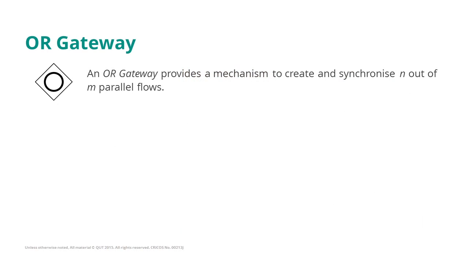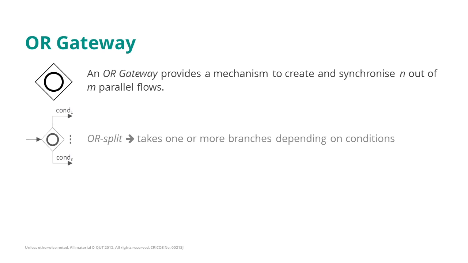So to model our scenario, we need another type of gateway, which is called the OR gateway. The OR gateway, a diamond marked with a no symbol, is used to create and synchronize n out of m parallel flows, meaning that we have a number of potentially parallel flows, and then we will trigger a subset of these. So specifically, the OR split, also known as inclusive decision, takes one or more branches depending on the conditions in these branches.